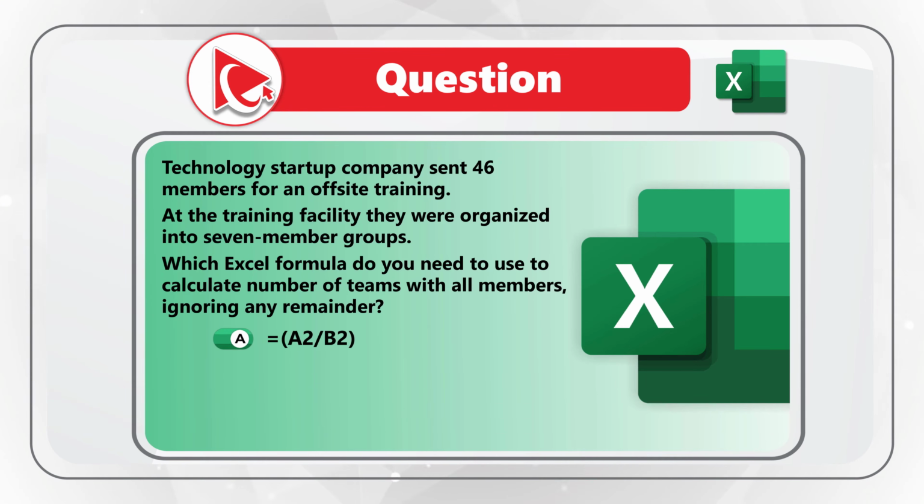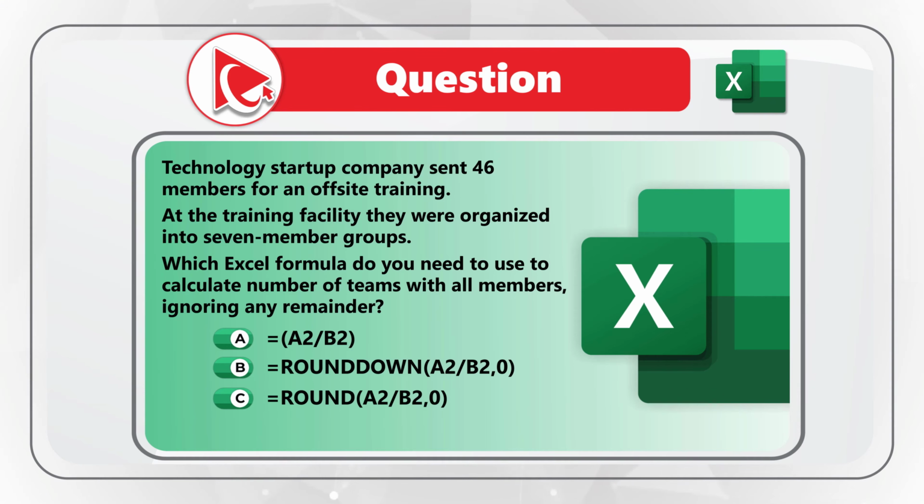Choice A, divide cell A2 by B2. Choice B, you use the ROUNDDOWN formula and supply A2 divided by B2 as a first argument, and as a second argument you supply 0. Choice C, you use the ROUND formula and then supply A2 divided by B2, and as the second argument you supply 0. And last but not least, you use the ROUNDUP formula, and then in parentheses you supply the division of A2 by B2 and the second argument as 0.